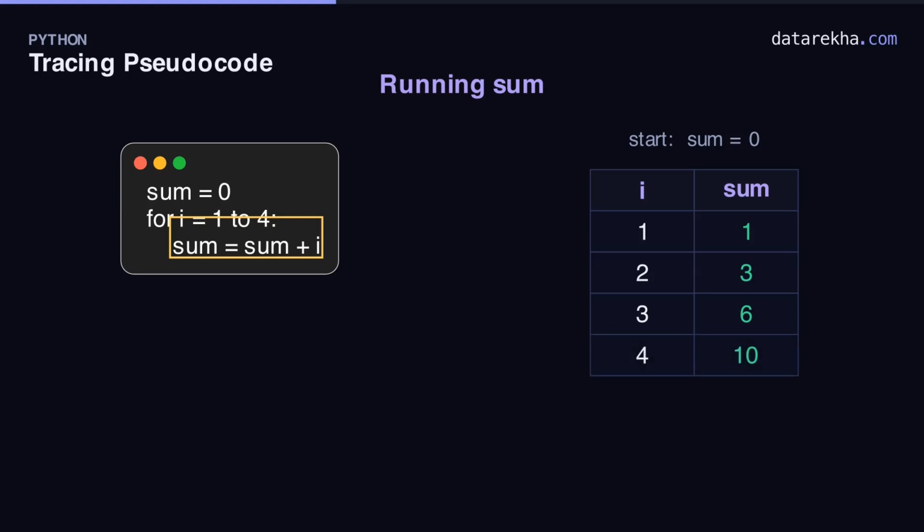The loop ends here. Read the final row. Sum equals 10. Not about 10, exactly 10. And notice the counter stopped at 4, because 1 to 4 includes 4. That inclusive bound is the single most common thing people get wrong. So we will watch it closely.